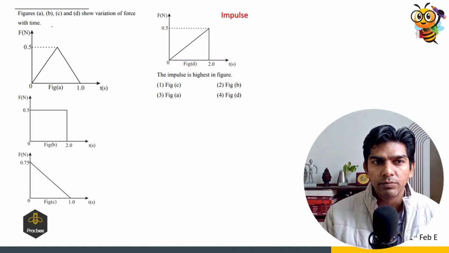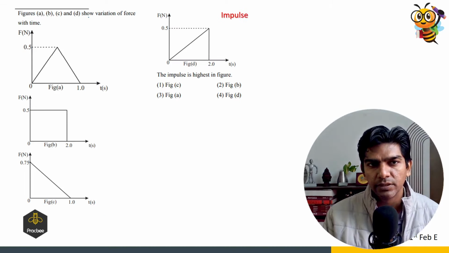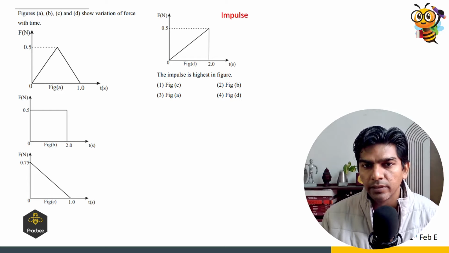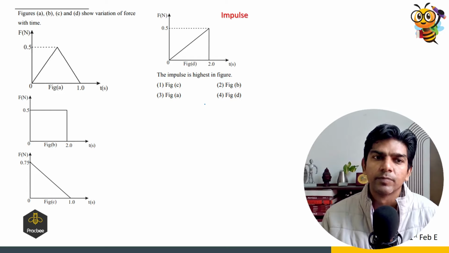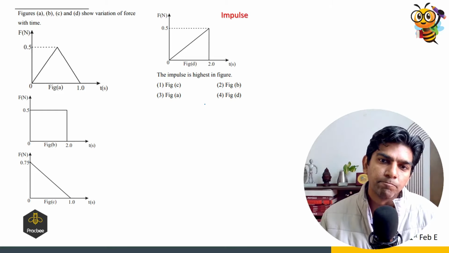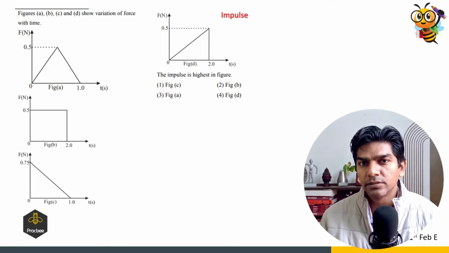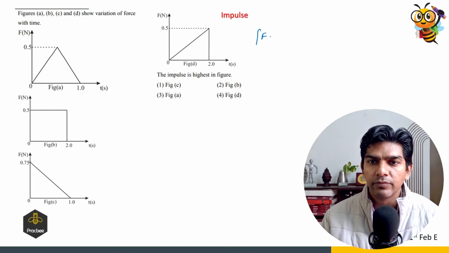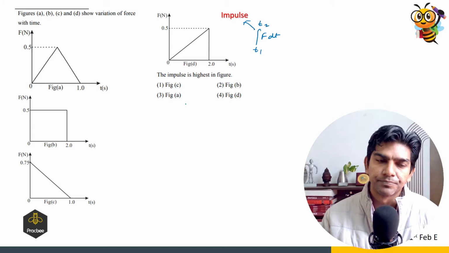Now let us see this problem. So we have been given 4 graphs, A, B, C, D, showing variation of force with time, and we have to find in which figure the impulse is highest. So we have to find the impulse, right? And we know impulse is nothing but the area under the force time graph. So integral F dt from t1 to t2 will give us impulse.